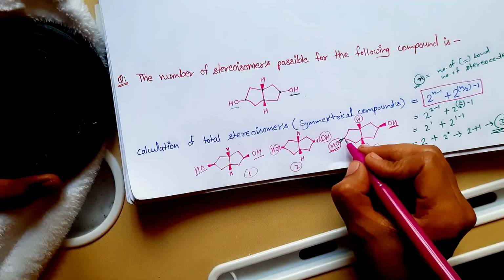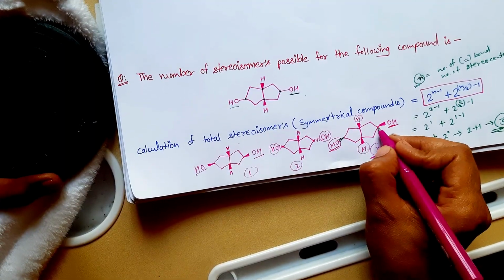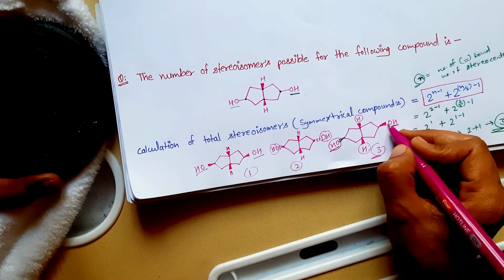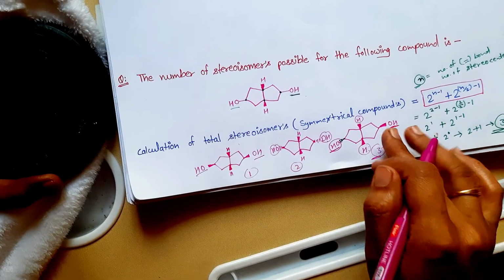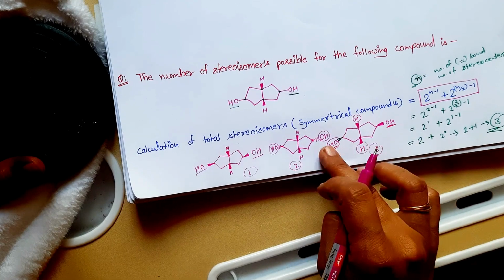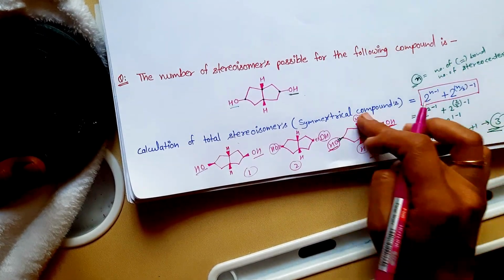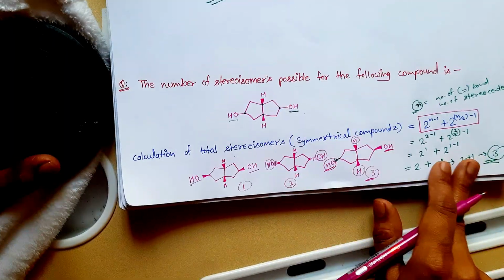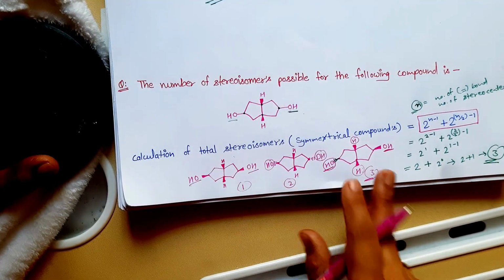If we swap this hydroxyl group and that hydroxyl group, taking this one on the wedge position and the other in the downward direction, the chemical environment is the same: these two hydrogens and one hydroxyl group are in one plane, and we change the other hydroxyl group, it is the same. So here we get these three stereoisomers.